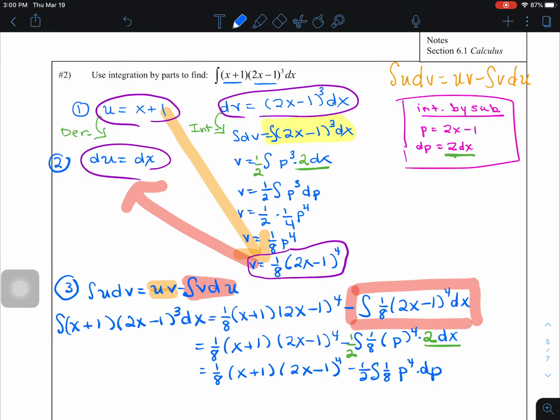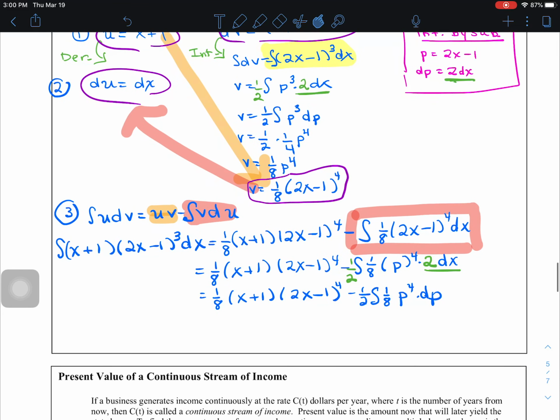Okay, there we go. I'm going to go ahead and scroll this. We should be good to go with integrating here, so we'll go ahead and integrate this now.